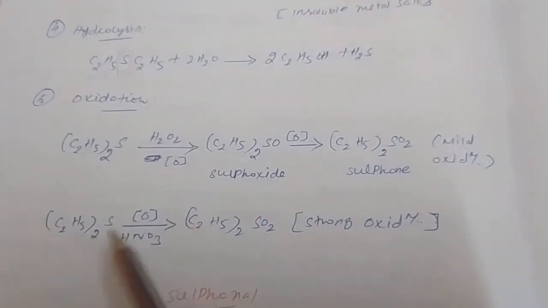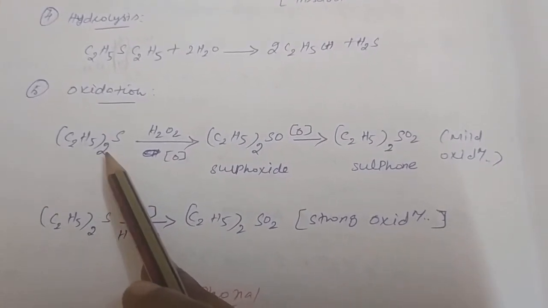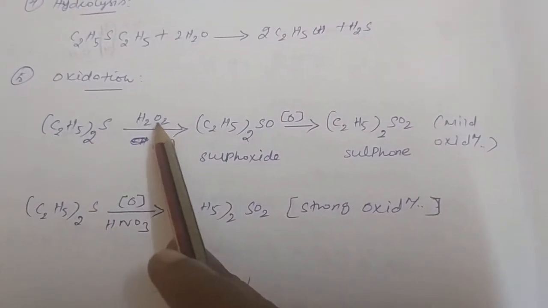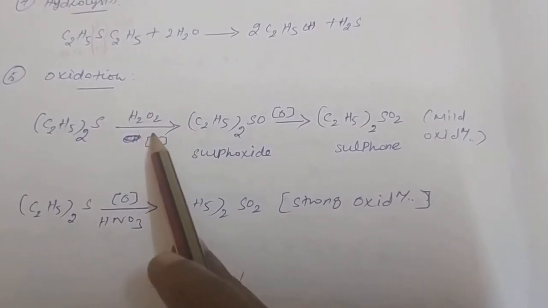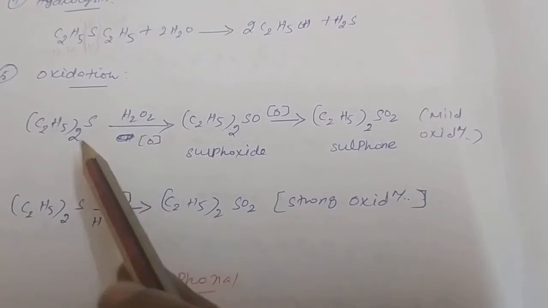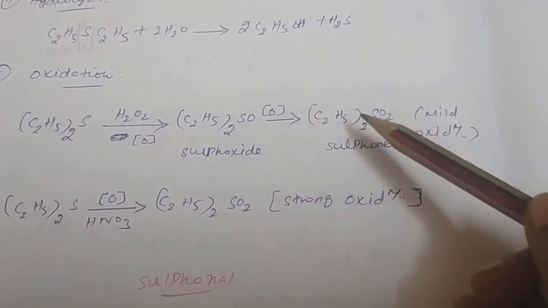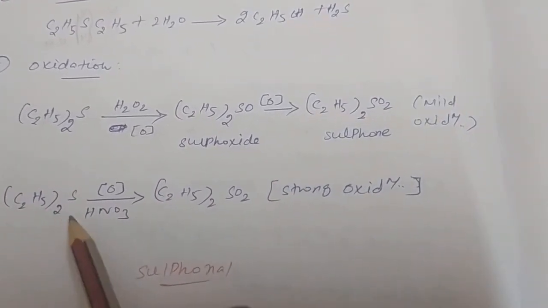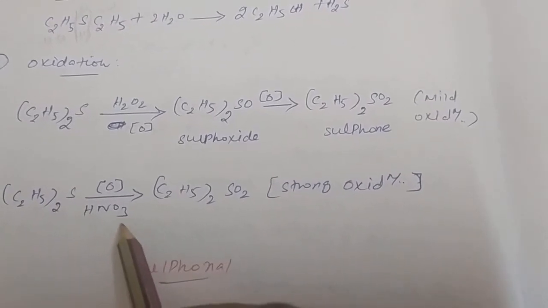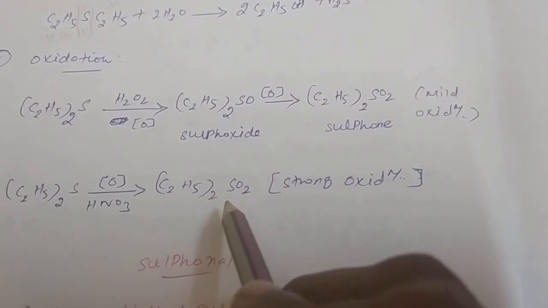So next, oxidation. So diethyl sulfide undergoes oxidation in the presence of hydrogen peroxide. This is the mild oxidizing reagent. Sulfur is oxidized to sulfoxide, which is further oxidized to form sulfone. But instead of hydrogen peroxide, if we use nitric acid, it is a strong oxidizing agent. So directly sulfur is oxidized to sulfone.